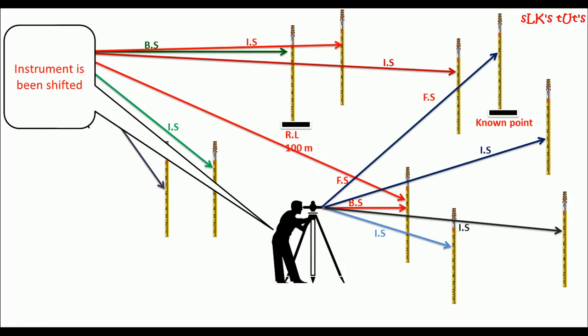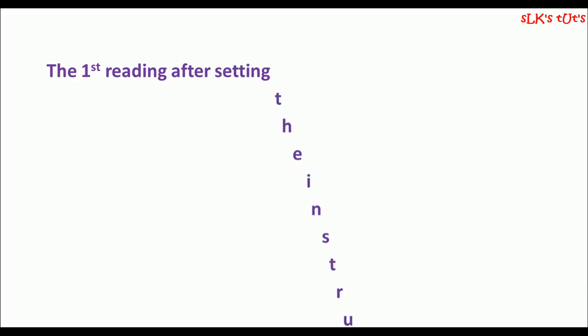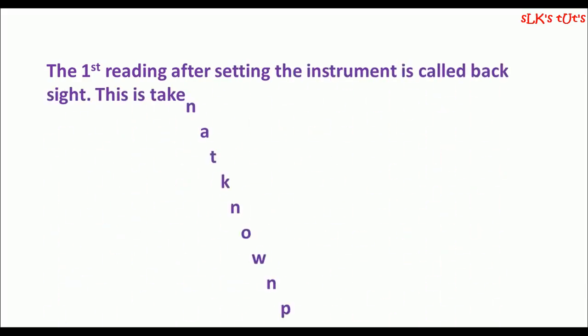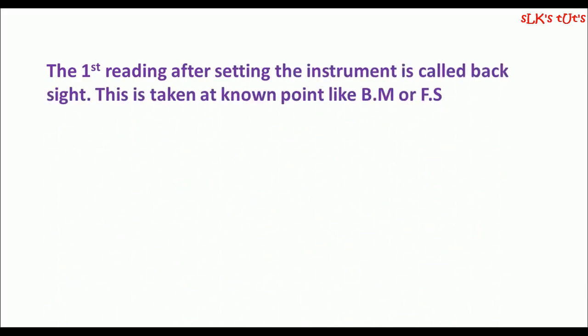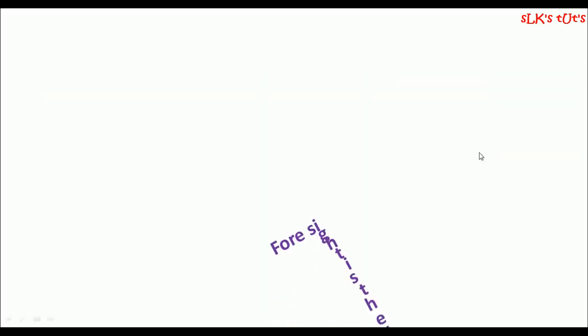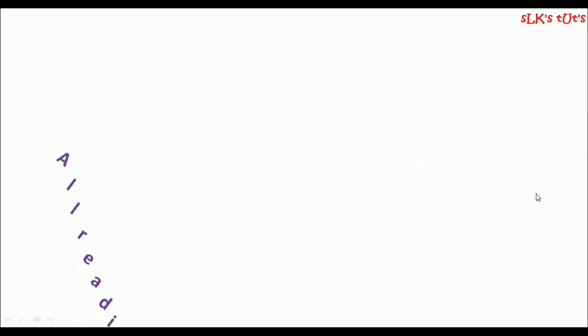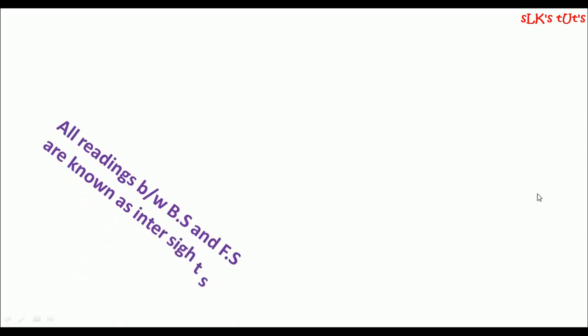So here in this section, we learnt that the first reading after setting the instrument will be known as the backsight, which is of course taken at a known point like a BM or foresight. And foresight is of course just the last reading after setting the instrument. Lastly, all readings between backsight and foresight are known as intersights.